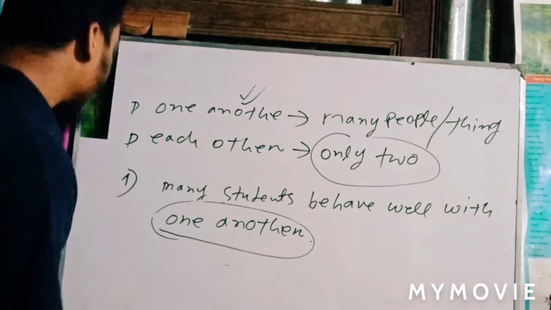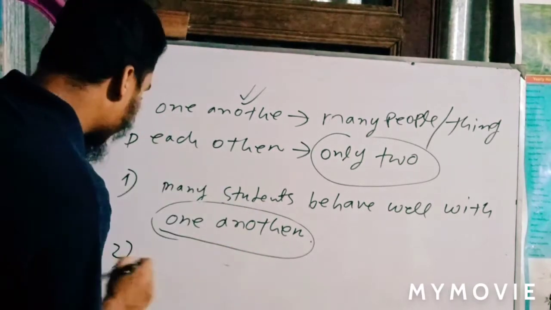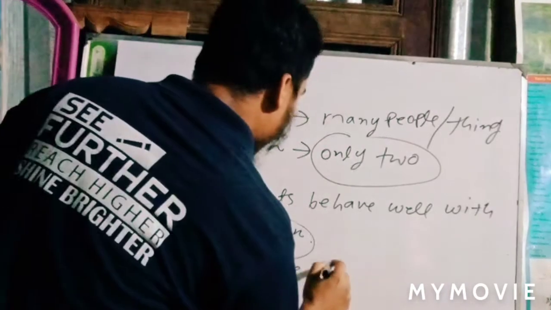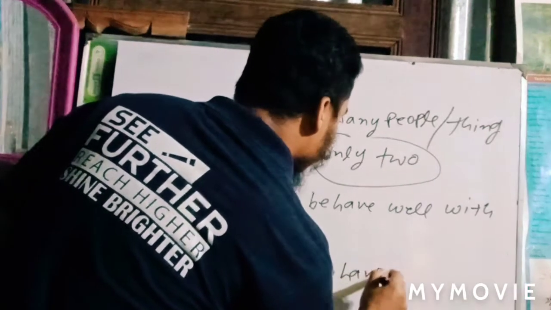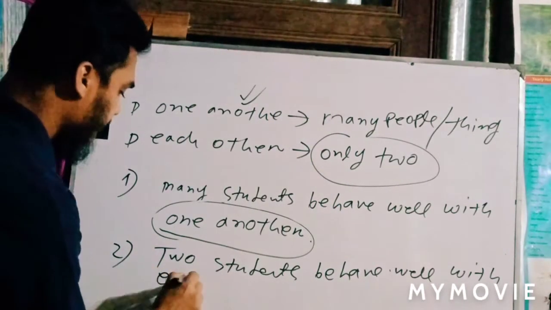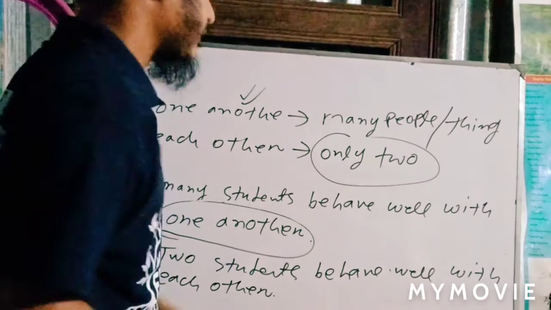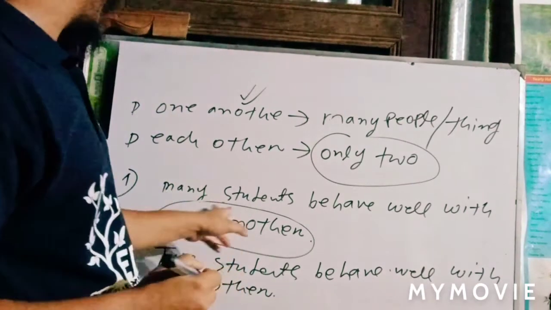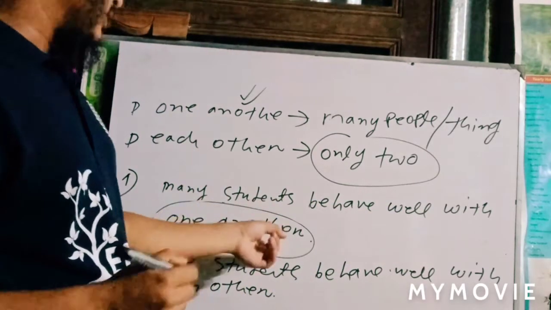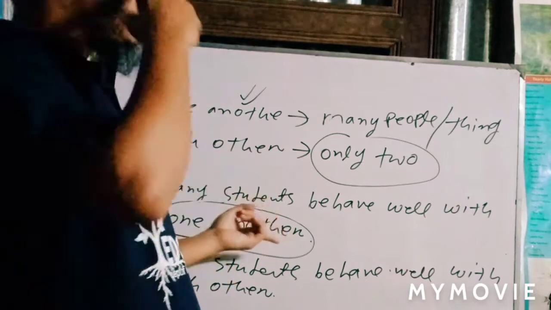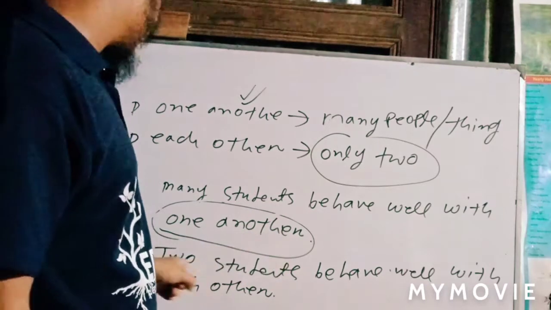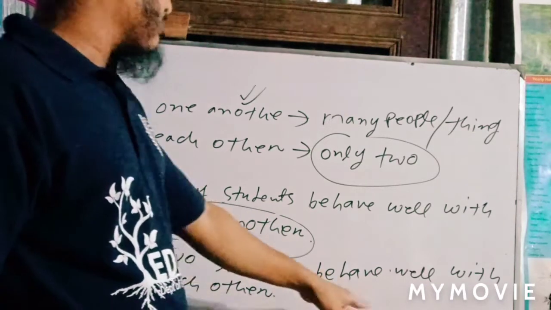But if there are only two students, it should be: two students behave well with each other. So what can you understand from that? One sentence: many students behave well with one another. One another একে অপরের সাথে, even so অনেক ছাত্রছাত্রী একে অপরের সাথে ভালো ব্যবহার করে, অর্থাৎ এখানে অনেক ছাত্রছাত্রী দুইজনের তুলনায় অনেক বেশি, এই জন্য one another is perfect. Even another sentence: two students behave well with each other.